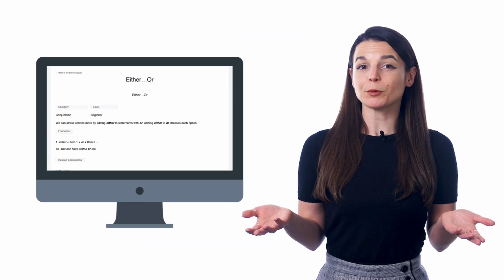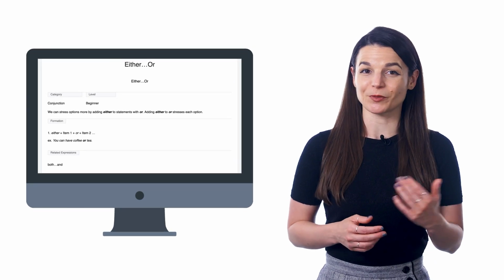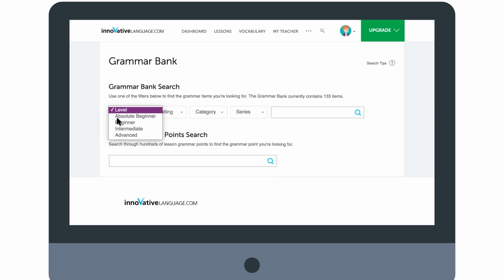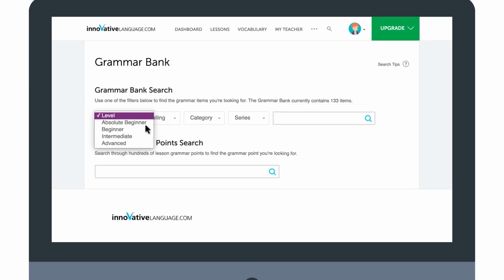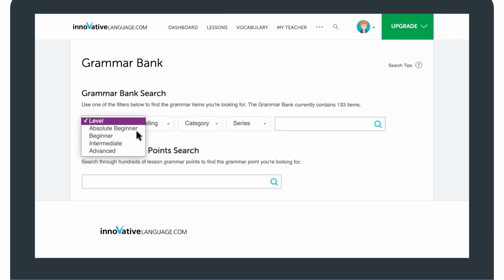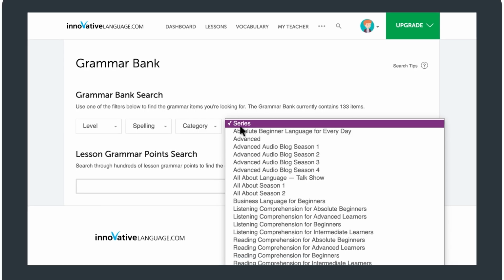You can look up grammar rules and get the explanations, examples, and links to lessons where we cover these rules. You can also sort grammar by learning level. So if you're an absolute beginner and want to make sure you know all of the absolute beginner grammar rules, you can do just that with the Grammar Bank. You can also sort the rules by spelling, category, and lesson series.